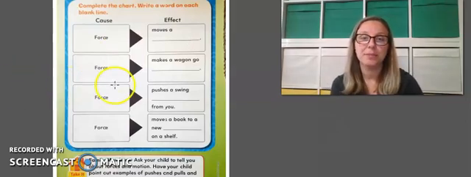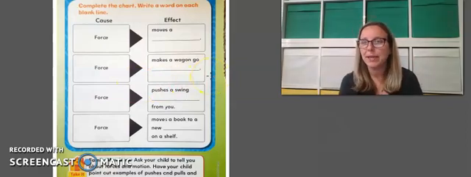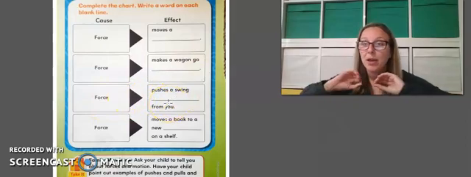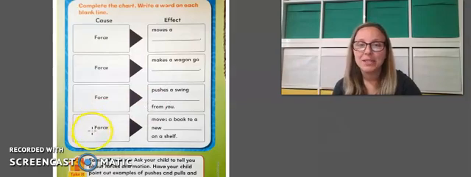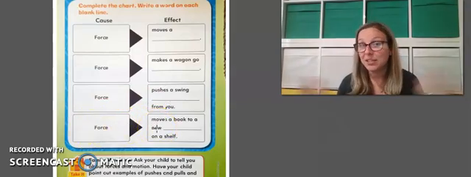Okay, you can say force makes a wagon go forward. Force makes a wagon go fast. Force makes a wagon go slow. You decide. Force pushes a swing away from you. And force moves a book to a new spot or a new place on a shelf.